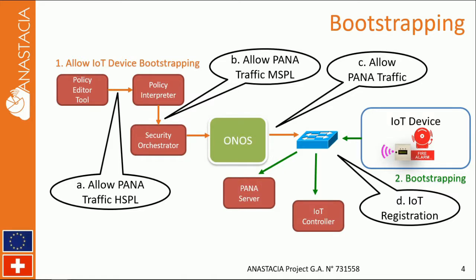This high-level security policy is refined into a more detailed medium-level security policy, MSPL, through the policy interpreter. Finally, the medium-level security policy is translated into final configuration for the specific infrastructure, which in this case is the SDN controller. After the authentication, the IoT device is allowed to use the network, and we will see how the IoT controller is able to reach the IoT device.